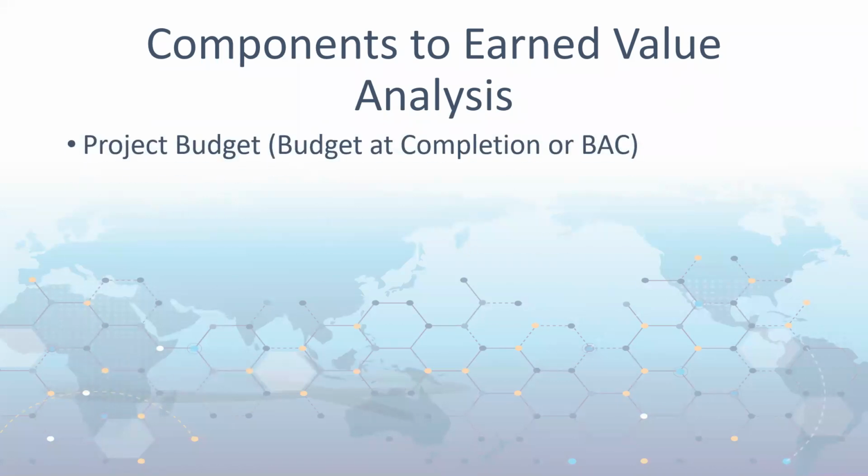So once you've got the key 3 components to earned value, then the rest is pretty trivial. The first component is a budget. And so you need a whole of project budget to be able to determine what percentage of that budget you're earning as you progress over time. But that budget at this point in time is just a whole of project. It doesn't have any time element to it.